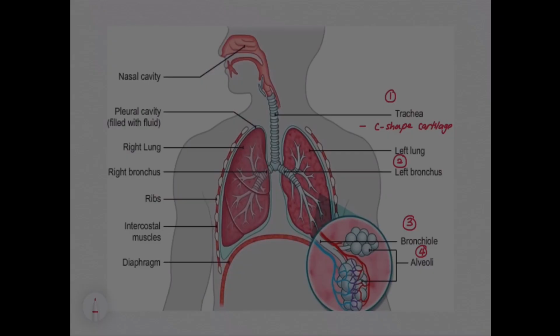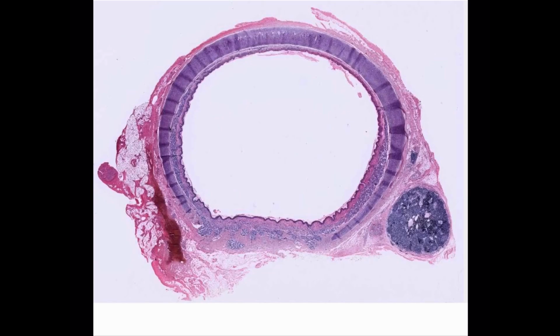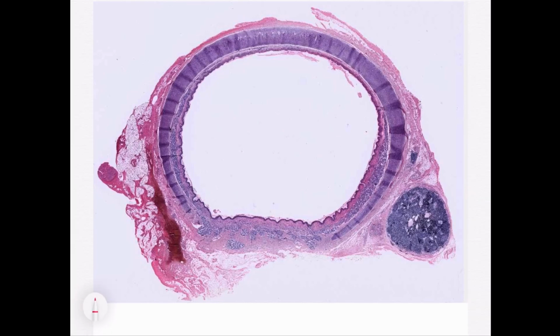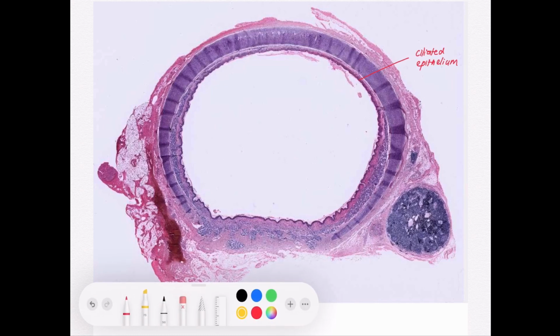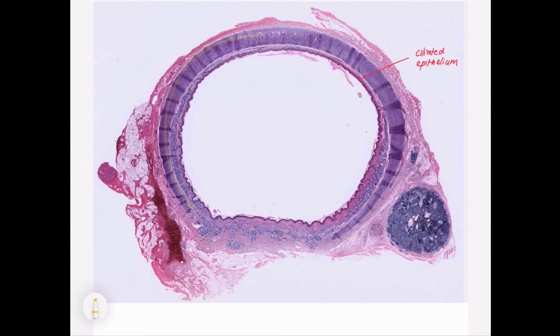cartilage. If you are given a photomicrograph, how can you distinguish between a trachea and a bronchus and a bronchiole? So we know that for a trachea, the innermost lining that's facing the lumen will be ciliated epithelium. How can you tell? Later I'll show you an enlarged diagram, or the zoom-in diagram, of the inner lining. And most importantly, can you see this C-shaped structure?